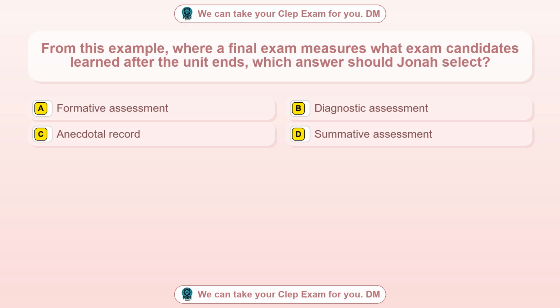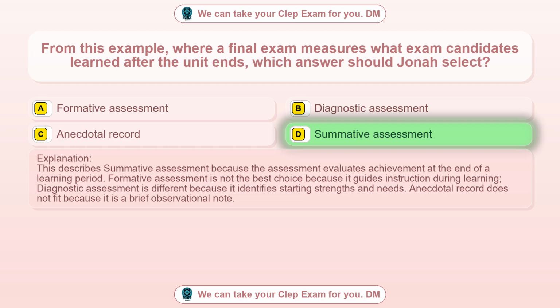Question 53. From this example, where a final exam measures what exam candidates learned after the unit ends, which answer should Jonah select? Option A, formative assessment. Option B, diagnostic assessment. Option C, anecdotal record. Option D, summative assessment. The correct answer is option D, summative assessment.